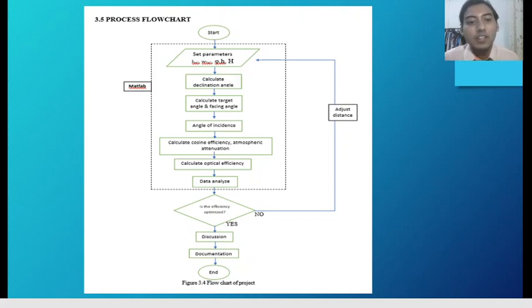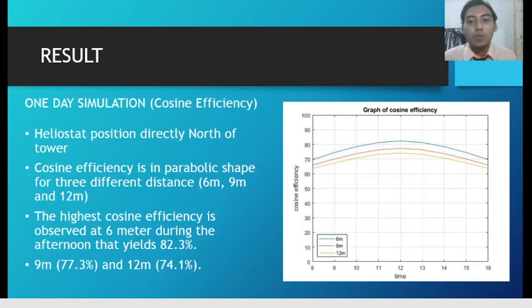Once I've done that, I can calculate the target angle and facing angle to get the angle of incidence. I can calculate the cosine efficiency and atmospheric attenuation, and use those to calculate the field efficiency. Then if the efficiency is not optimized, I can repeat the process by adjusting the distance in the setting parameters. I can get the values for 6, 9 and 12 meters of heliostat distance. Let's proceed with the results I obtained from the MATLAB simulation.